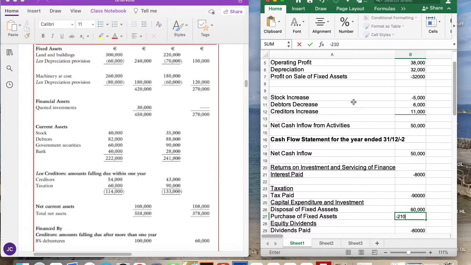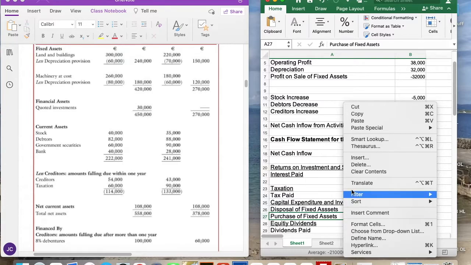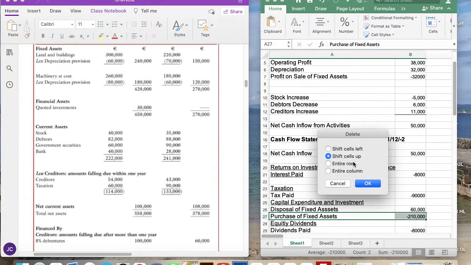The only other thing that can sometimes appear in here is, did we use our money in any other type of investments? Now in this case we did, because there are quoted investments. So basically we bought shares that are quoted in the stock market, so we invested money in shares. So that's going to be another thing that's going to go in here. So I'm just going to squeeze that in. So we have another use of our finance.